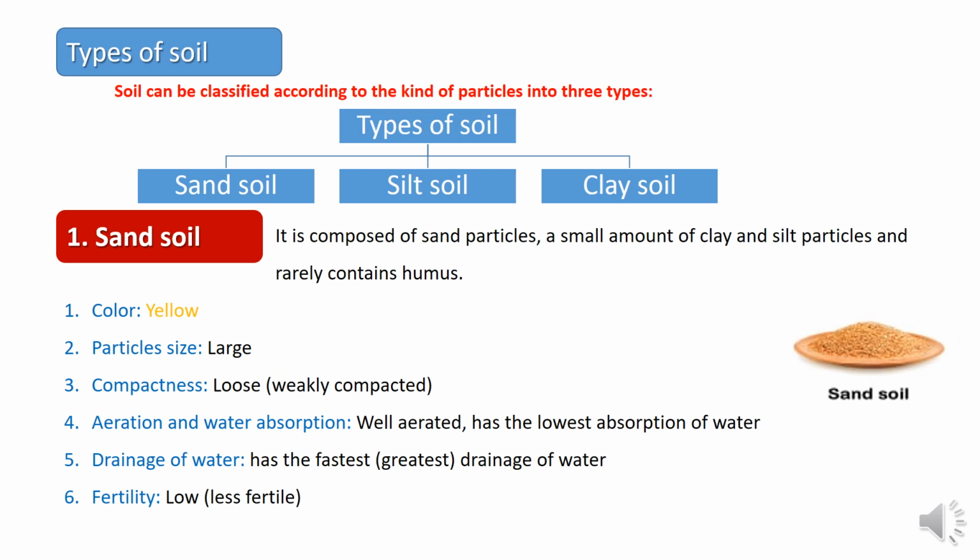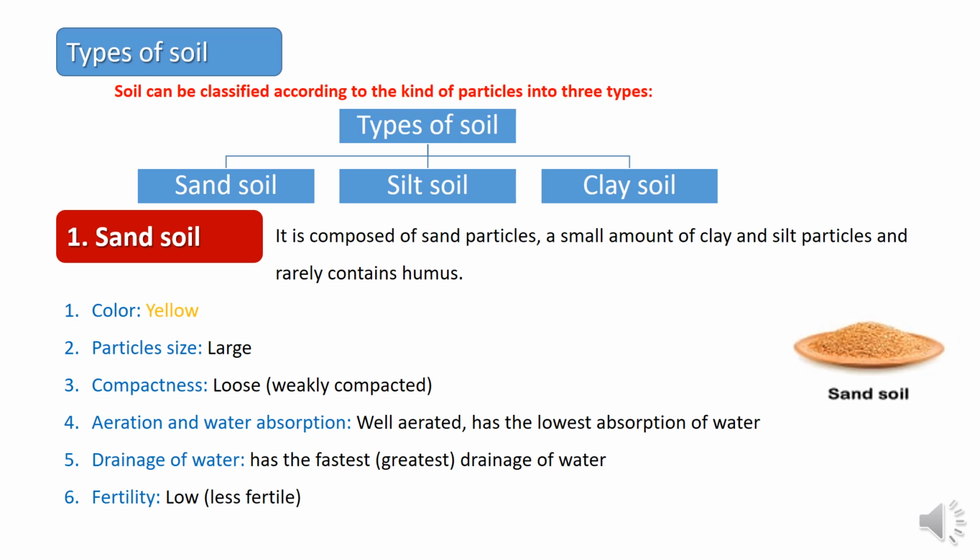Types of soil. Soil can be classified according to the kind of particles into three types: sand soil, silt soil, and clay soil. Number 1, the sand soil. It is composed of sand particles, a small amount of clay and silt particles, and rarely contains humus. Its color is yellow, its particle size is large, and its compactness is loose or weakly compacted.